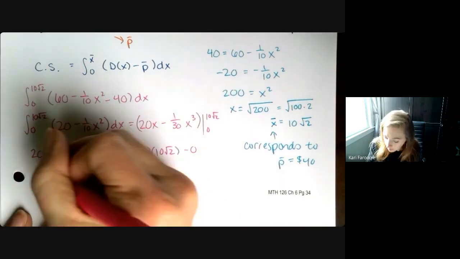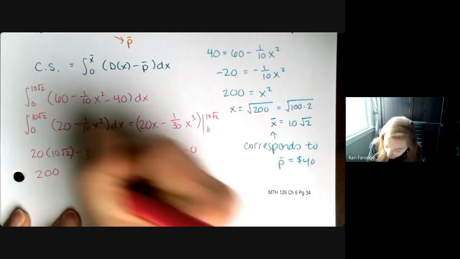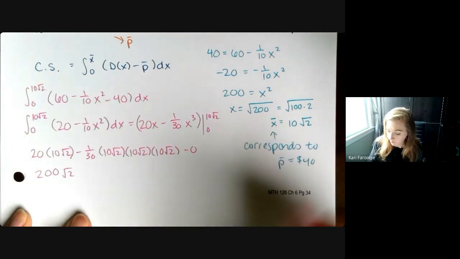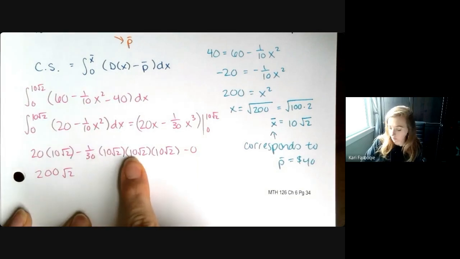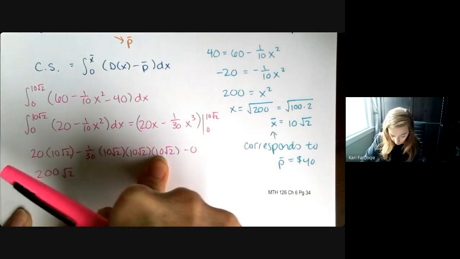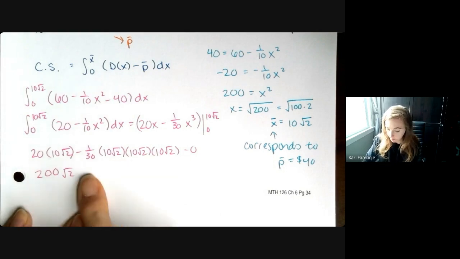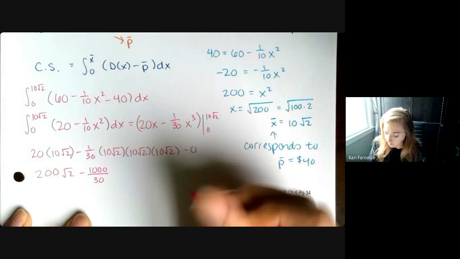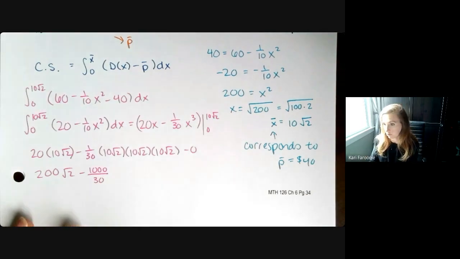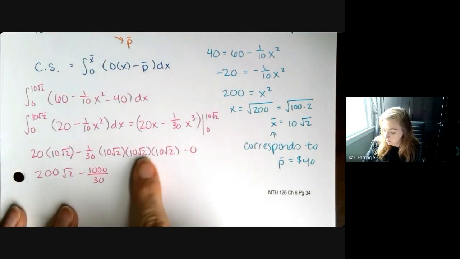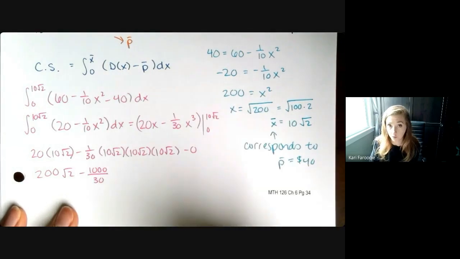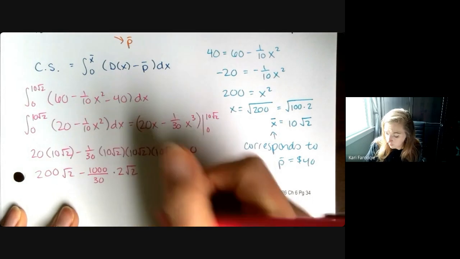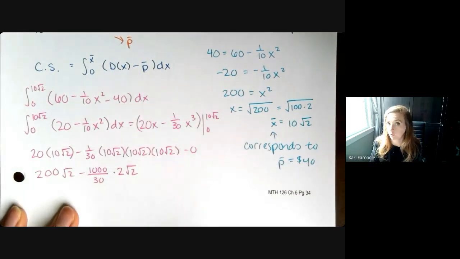Okay, let's go ahead and find this value. 10 times 20 is 200. And then I still have that square root of 2. 10 times 10 is 100. Times 10 is 1,000. And then I'm going to divide that by 30. We'll simplify this in a second. We can always get rid of a factor of 10 there. The square root of 2 times the square root of 2 times the square root of 2 is the square root of 8. But the square root of 2 times itself is 2. And then I still have this 1 square root of 2 left over.